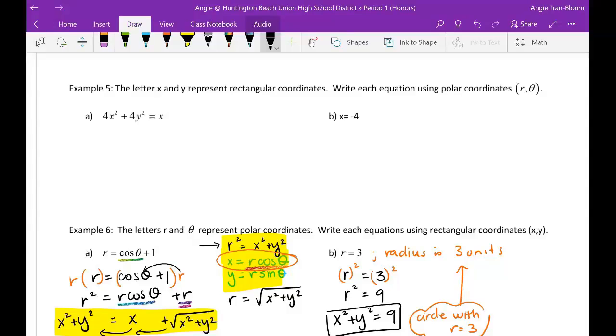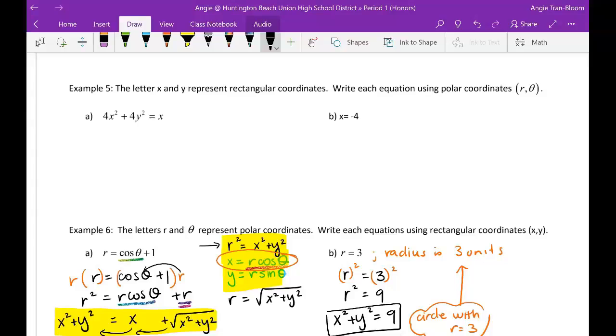Example 5. Directions. The letters X and Y represent rectangular coordinates. Write each equation using polar coordinates, which is represented using the letters R and theta.